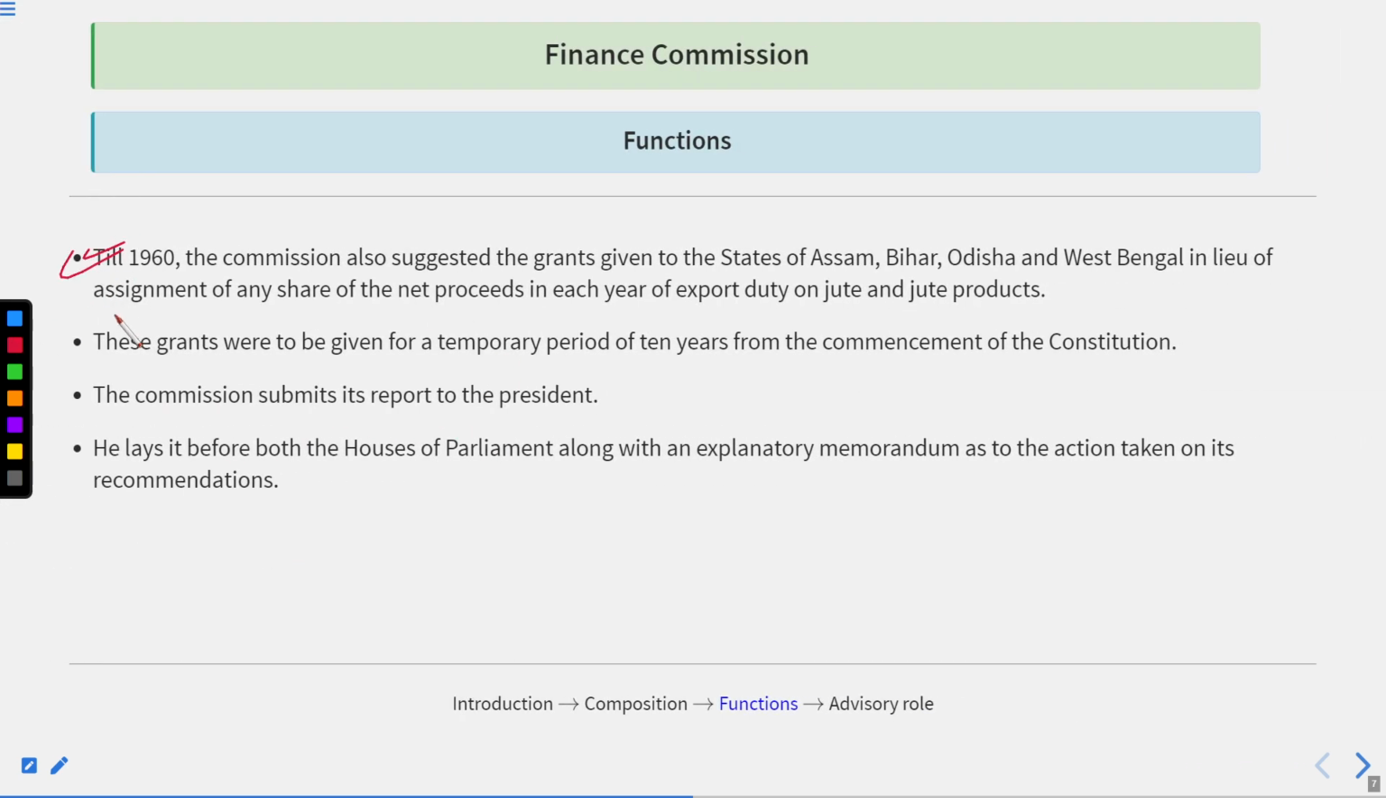Till 1960, the Finance Commission also suggested grants to the states of Assam, Bihar, Odisha, and West Bengal in lieu of assignment of any share of the net proceeds in each year of export duty on jute and jute products. Basically, if we talk about the export duty, this is an export material. So that comes under the central government, right?